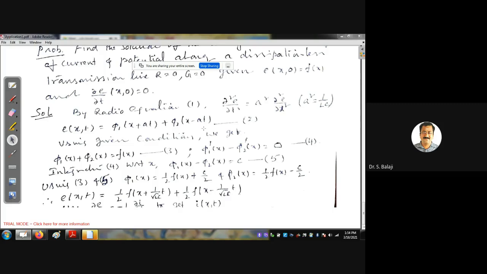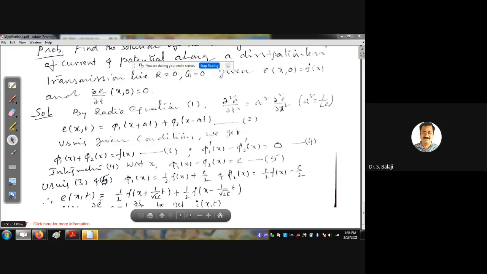φ2 also can be written as 1/2 f of x minus c/2. The plus c/2 and minus c/2 get cancelled here. Therefore, instead of φ1 and φ2, you can write 1/2 f of x plus 1/root LC t, and 1/2 f of x minus 1/root LC t. This is rho or v.